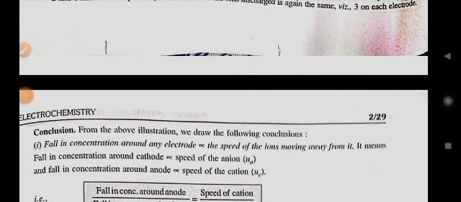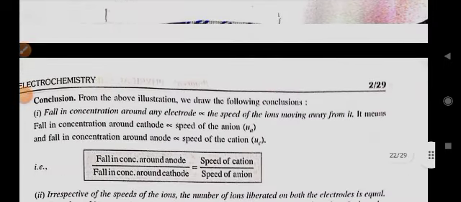Conclusion. From the above illustrations, we draw the following conclusions. First, falling concentration around any electrode is directly proportional to the speed of the ions moving away from it. It means falling concentration around the cathode is directly proportional to the speed of the anion, and falling concentration around the anode is directly proportional to the speed of the cations. Falling concentration around anode upon falling concentration around cathode is equal to speed of cation upon speed of anion.